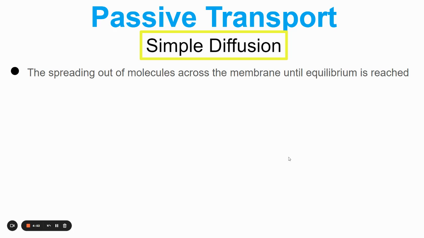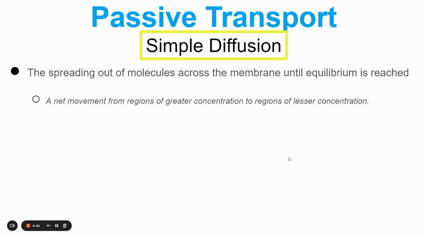Okay, so when we're talking about simple diffusion, what we're talking about is just the spreading out of molecules across a membrane until equilibrium is reached.